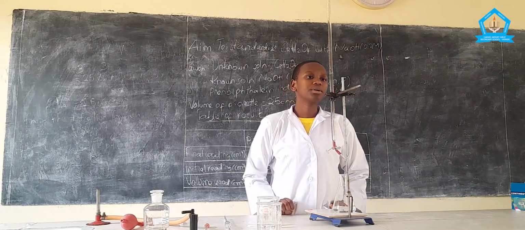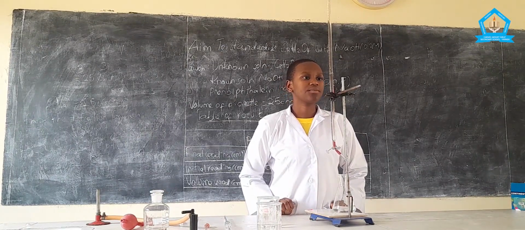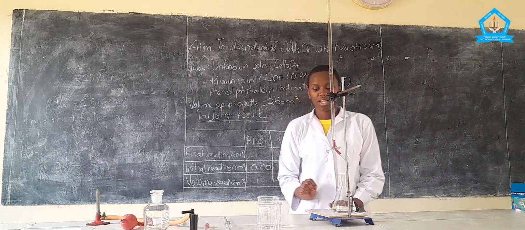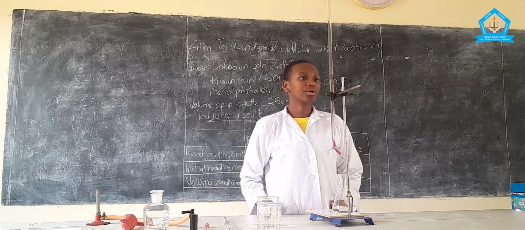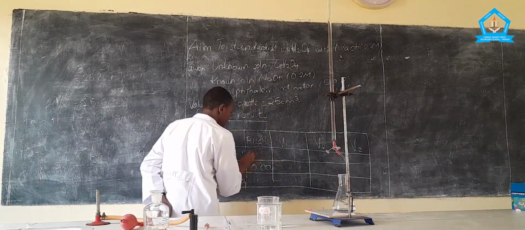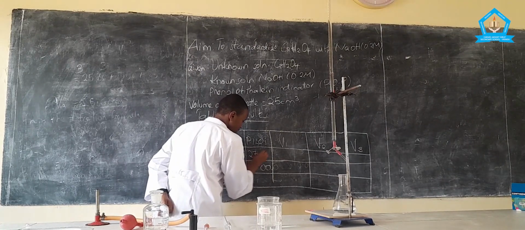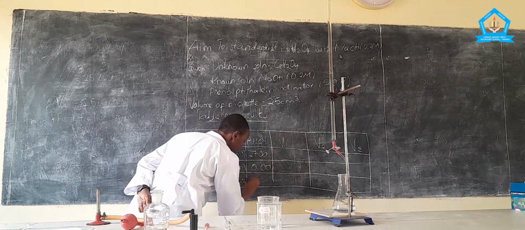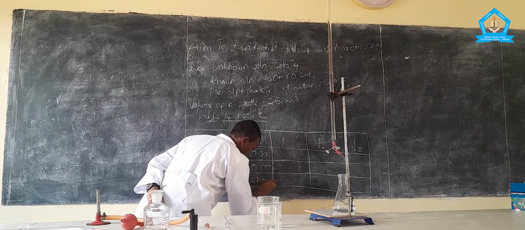Their final reading is 27.5. We have to read the lower meniscus for the correct reading and not the upper meniscus. So our final reading is 27.00, and the volume here will also be 27.00.